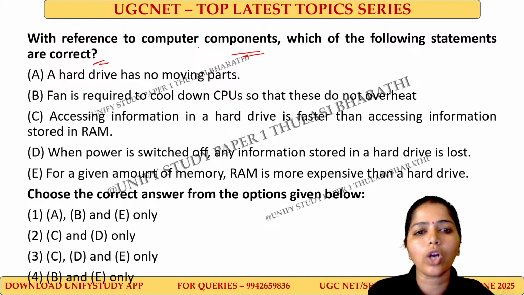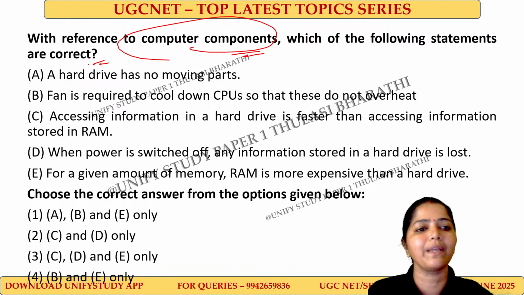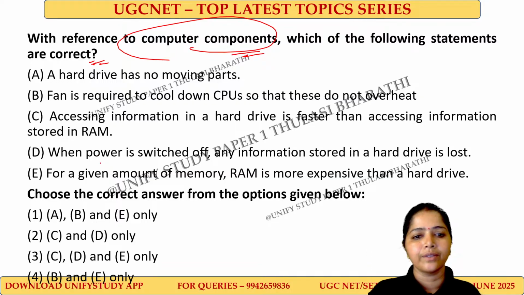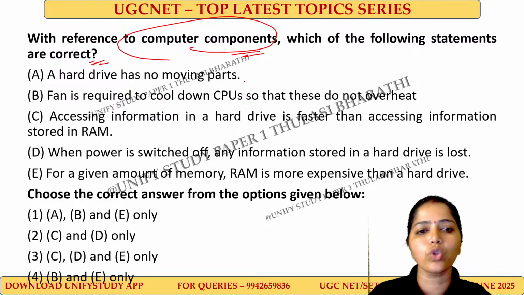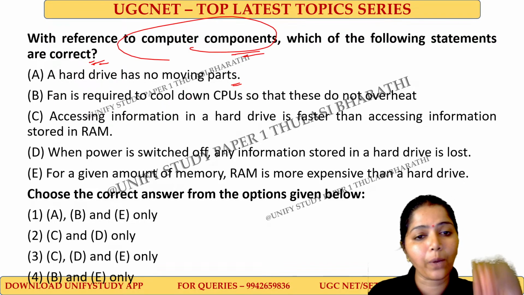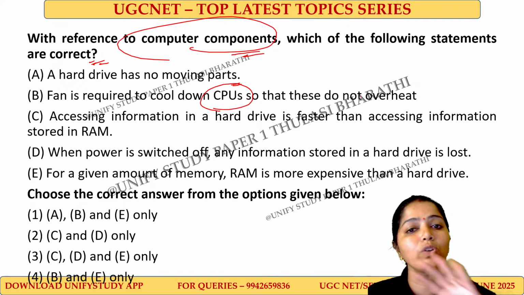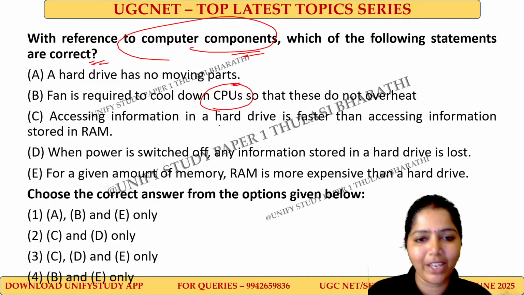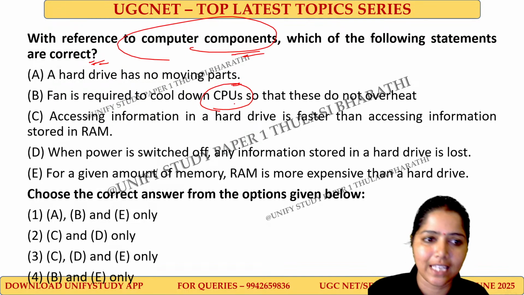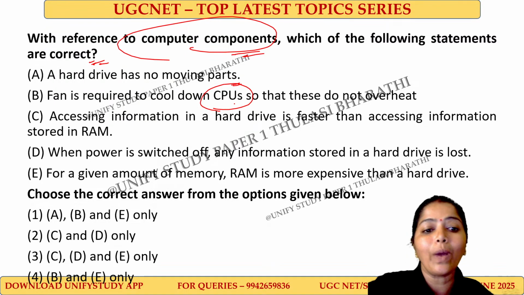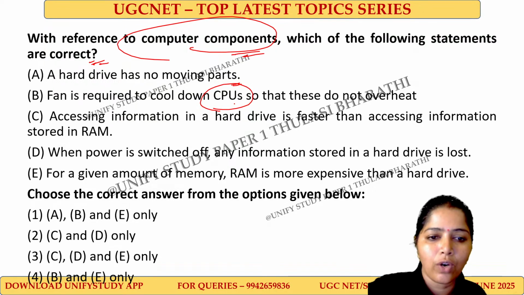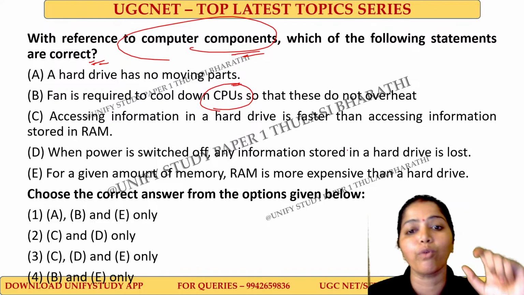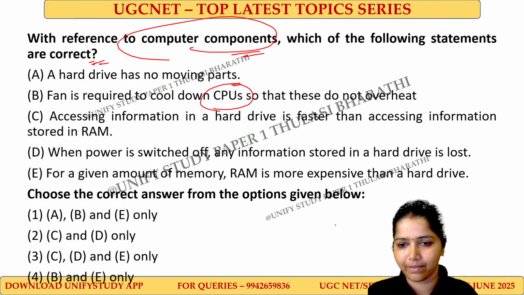With reference to the computer components, which of the following statements are correct? A hard drive has no moving parts. A fan is required to cool down the CPU so that it doesn't overheat. Accessing information in a hard drive is faster than accessing information stored in RAM. When power is switched off, any information stored in a hard drive is lost. For a given amount of memory, RAM is more expensive than a hard drive.